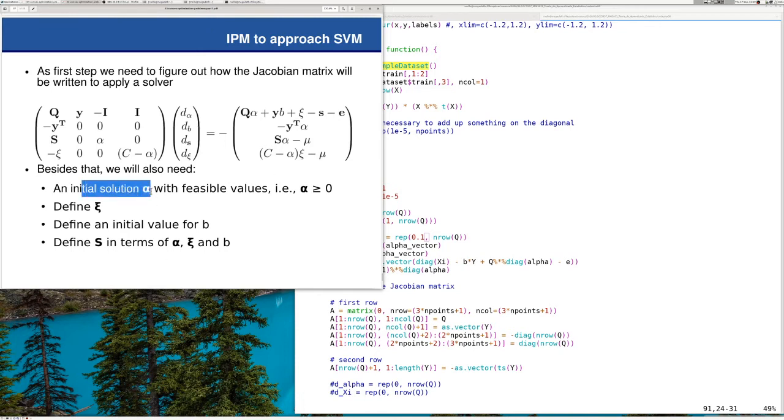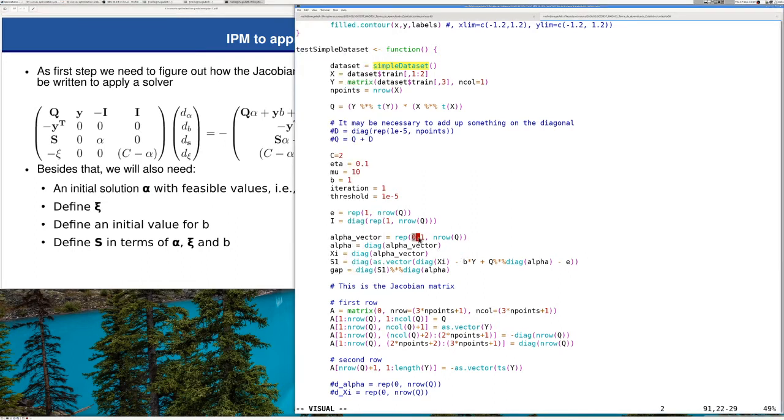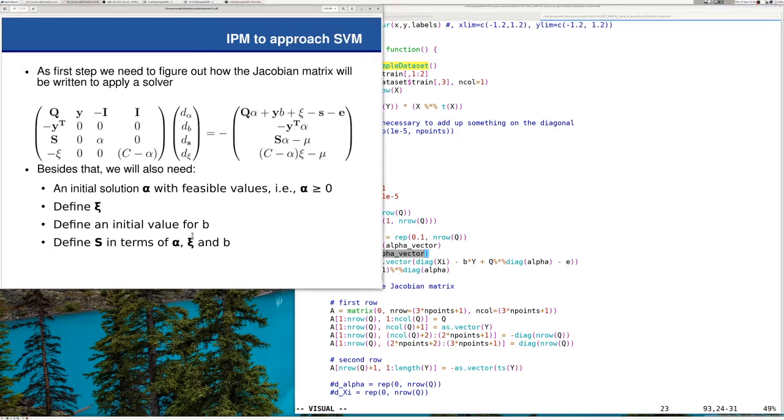I need to define some initial solution for alpha, with alpha greater than or equal to 0. I decided to define 0.1. Then this alpha is going to be my diagonal matrix used in my calculus. Here, to make sure that we ensure all those values, I made psi equal to my alpha vector times 2. That's a way of initializing psi as something positive as well. So the psi i's have to be greater than or equal to 0.